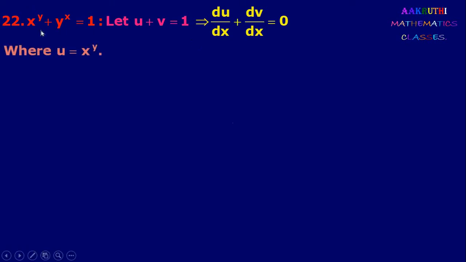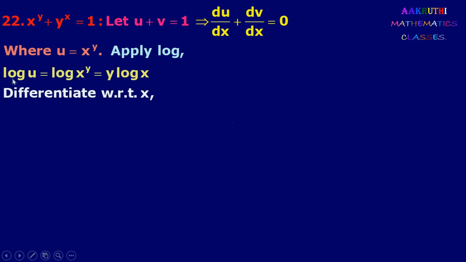Now here u equal to x to the power y. Apply log on both sides. We get log u equal to log of x to the power y. Simplify this. We can write log u equal to y into log x. Now differentiate with respect to x. We get log u differentiation is 1 by u into du by dx.